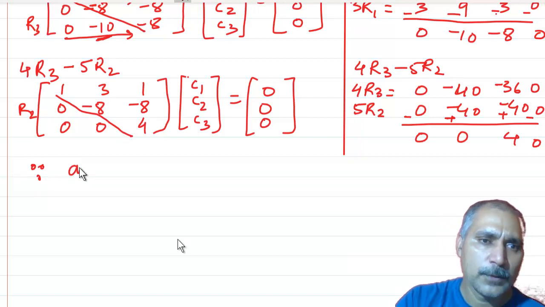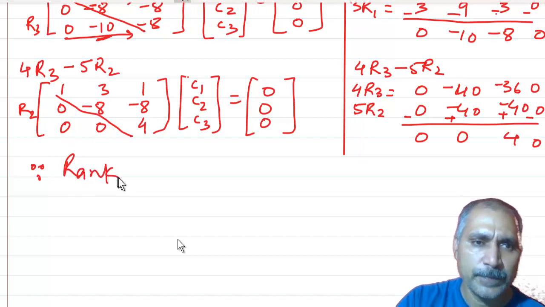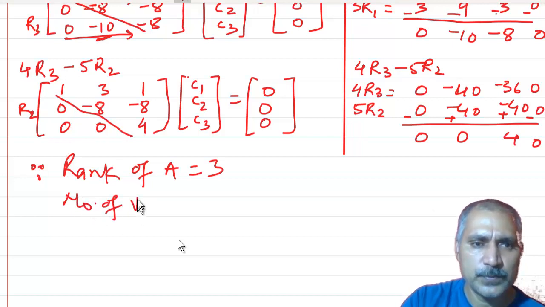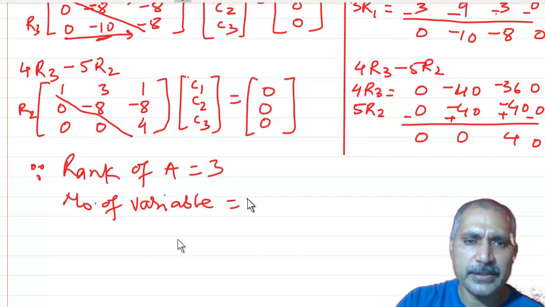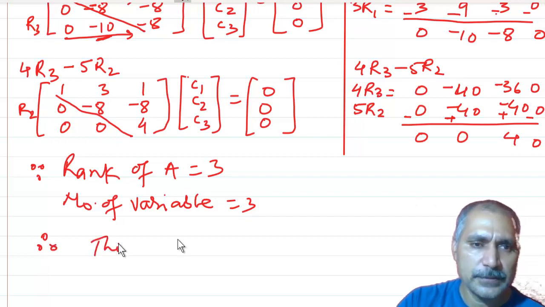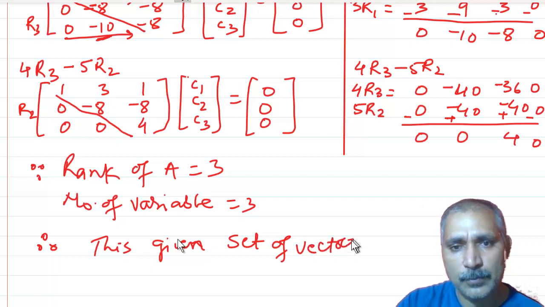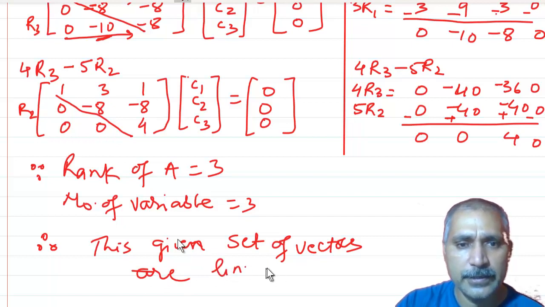Since it is in echelon form, we will write: since rank of A is equal to 3, the number of variables. How many variables are we having? That is C1, C2, C3. We are having 3, both are the same. Therefore, this given set of vectors are linearly independent.